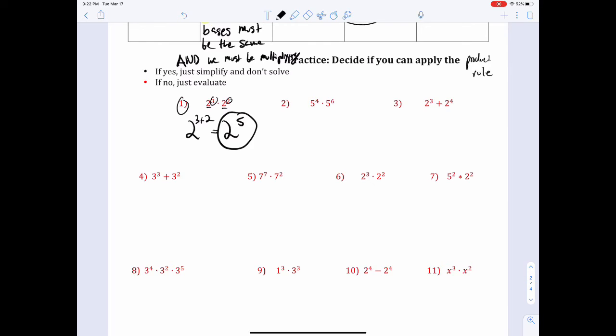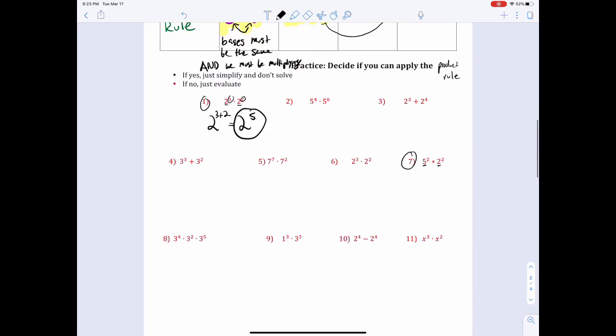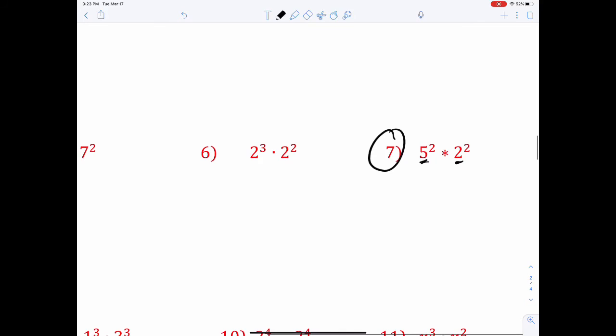Let us look at number 7. Number 7 is 5 squared times 2 squared. So you notice the exponents are the same, but the bases, those aren't the same. So we can't simplify this. We can't use the product rule. You can only use it if the bases are the same. So we're going to solve this just by evaluating, like the Bell-Ringer.